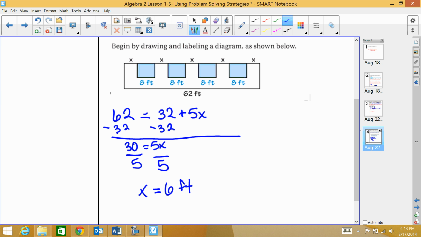Now in real life, it may not come out this pretty. You may not get an exact number of feet. It's great if it does. This is also great for hanging pictures on the wall, I've found. So those are just some things that you can do to help you solve some real world problems.